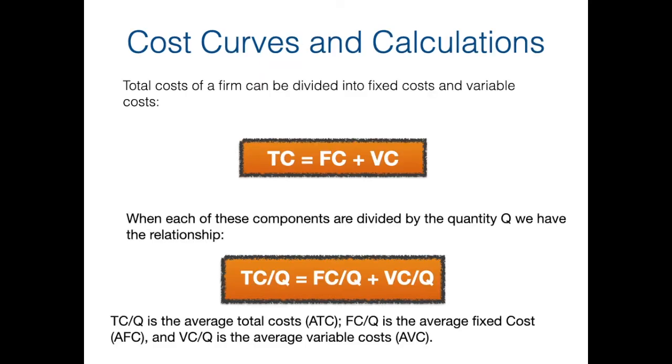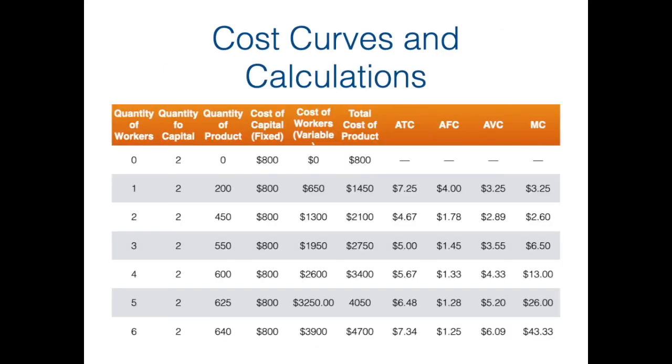Total cost of a firm can be divided into fixed cost and variable cost. When each of these components are divided by the quantity produced, we have the relationship where total cost divided by quantity is the average total cost, where the fixed cost divided by the quantity is the average fixed cost, and where variable cost divided by the quantity is the average variable cost. In this chart, we can observe that in each row, average total cost is equal to our average fixed cost plus our average variable cost.